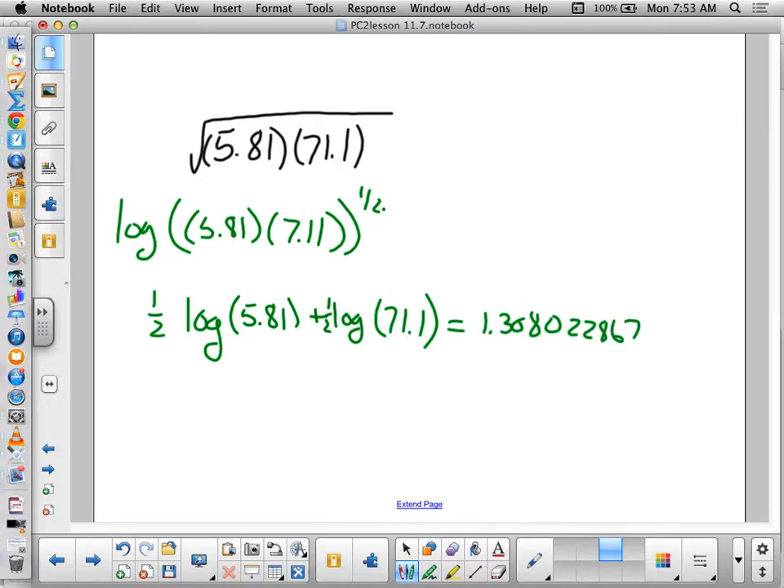And we don't want to round this a lot, because in order to find my answer, I have to take now 10 to that power. So if I take 10 to the power of 1.308022867, I get 20.32. 10 to that power is 20.32, which is the answer that we're looking for. 20.3 they got, yeah.